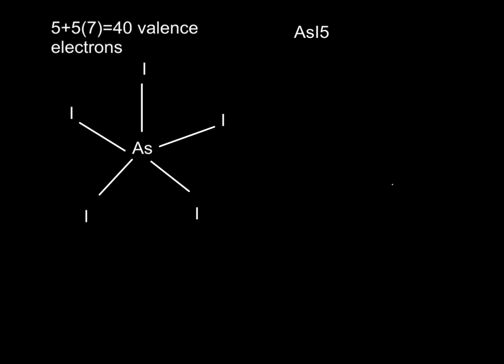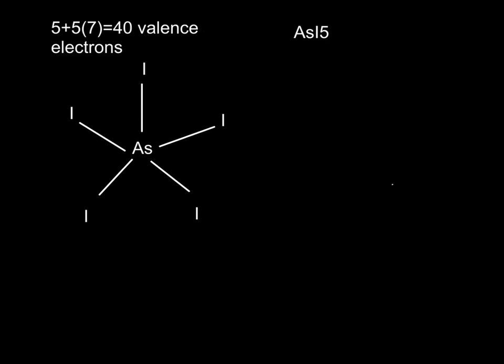Today I will be showing you and explaining how to draw the VSEPR diagram, the box diagram, and the contour diagram of arsenic pentaiodide. We will be starting with the VSEPR diagram, but to make our lives easier, we're going to actually start with the Lewis structure.